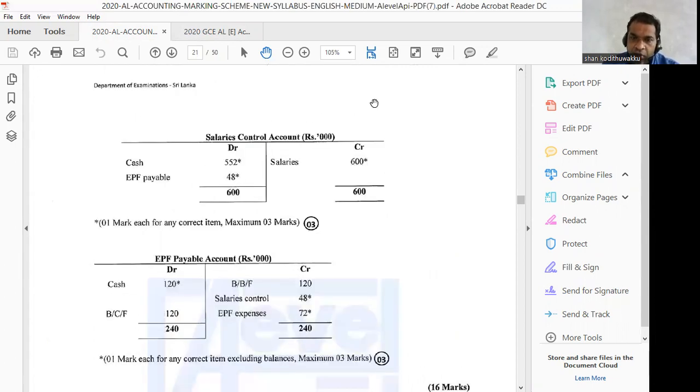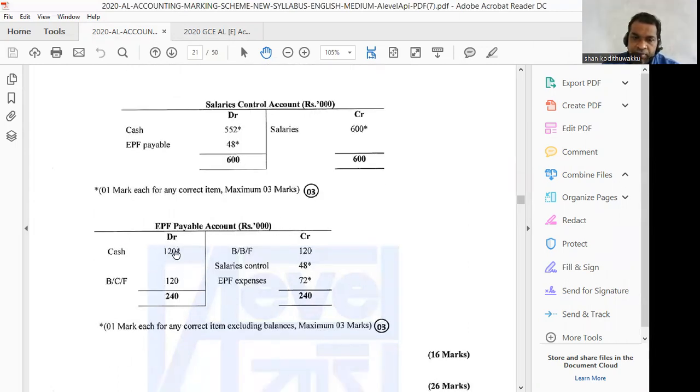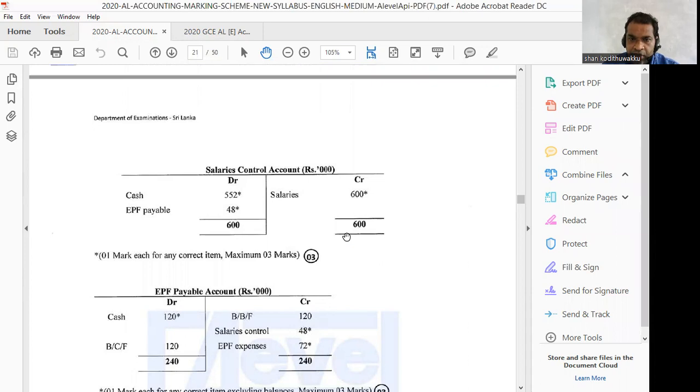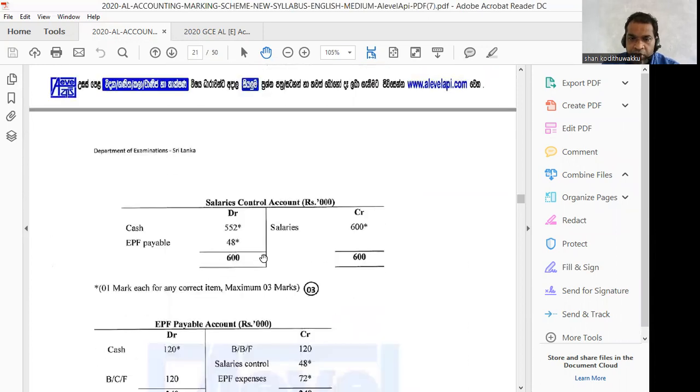Then our salary control account will be finished. That is agreed. EPF payable account, what you paid is 120,000 for the previous month. Then what is relevant for EPF in salary control account? 48,000, that is from the employee. From the employer 72,000, total, and what you have not paid is balance carried down 120,000. If you prepare the statement of financial position, you should record 120,000 under current liability. The salaries control account 600,000. This amount came from salaries expense account.